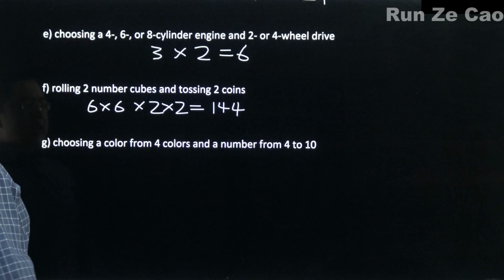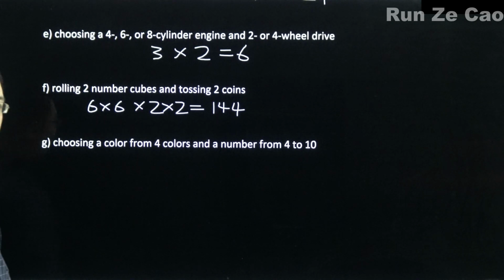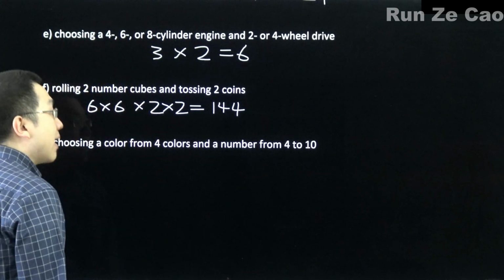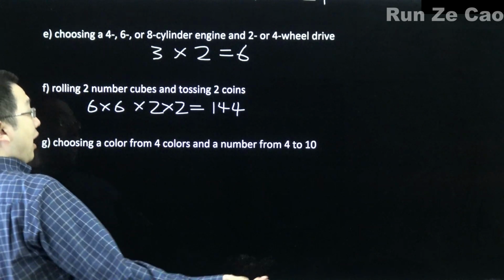Let's say that we have to choose a color from 4 colors and a number from 4 to 10. 4 to 10 is 7 numbers. It's not 10 minus 4. Why isn't it 10 minus 4?